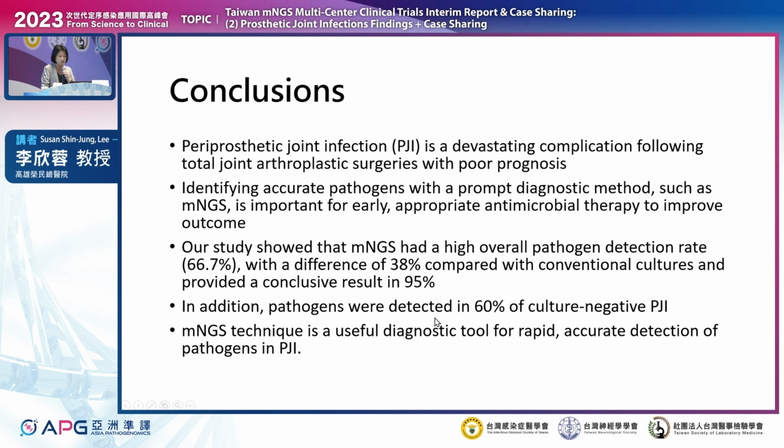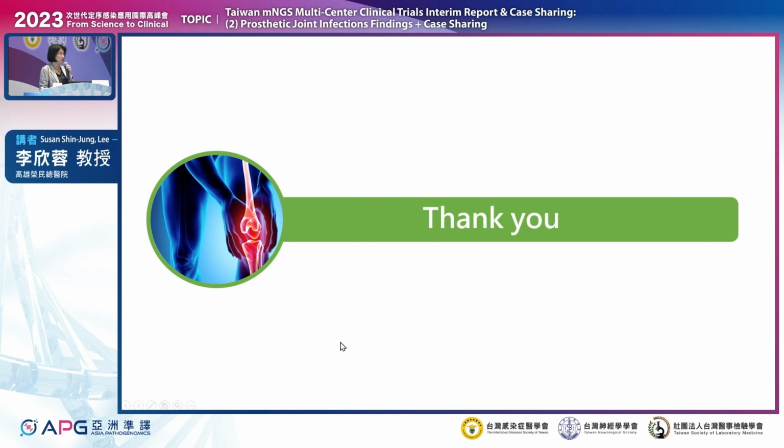In addition, for culture-negative prosthetic joint infections, pathogens were detected in 60% of cases using NGS. Therefore, the metagenomic NGS technique is a useful diagnostic tool for rapid, accurate detection of pathogens in prosthetic joint infections from our preliminary study results. And that concludes my talk.